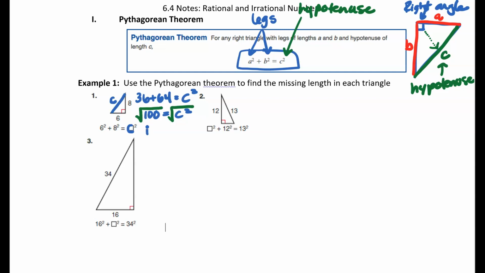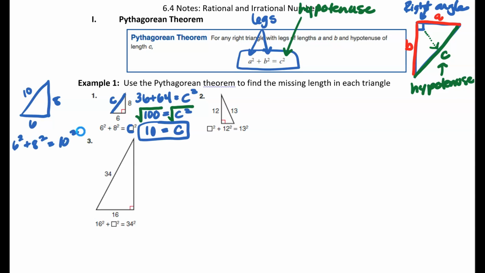The square root of 100 is 10, and the square root of c squared is just c, so that means our hypotenuse is 10. But then just to double check, I'm just going to draw this bigger. You can always just take your calculator, do this by hand real quick, do 6 squared plus 8 squared equals 10 squared, and see if that ends up working out to be true. And in this case, it does. So it's always good to double check. Let's look at the next one.